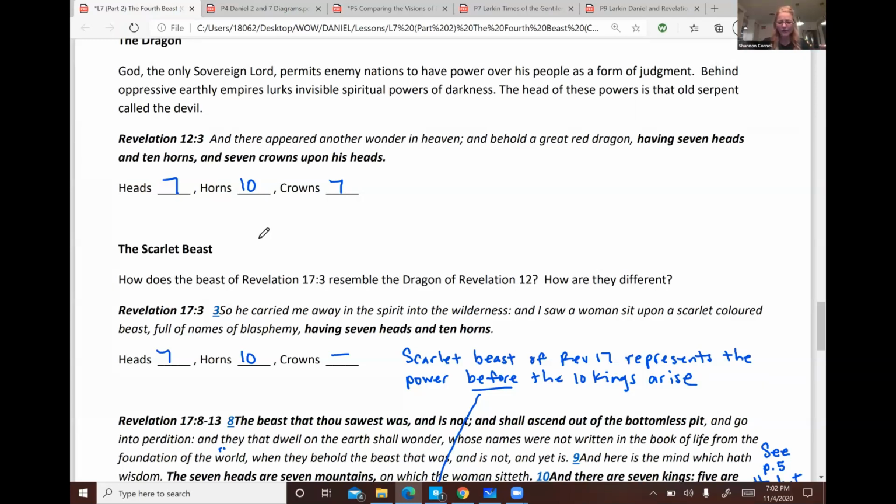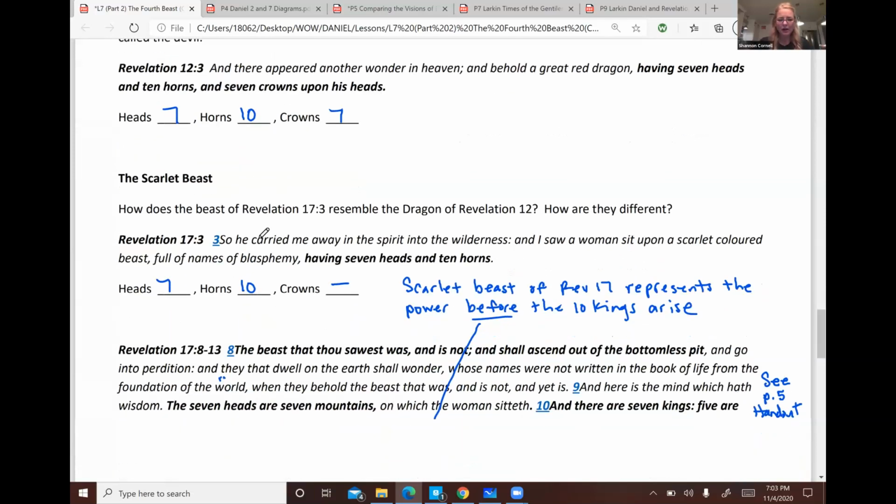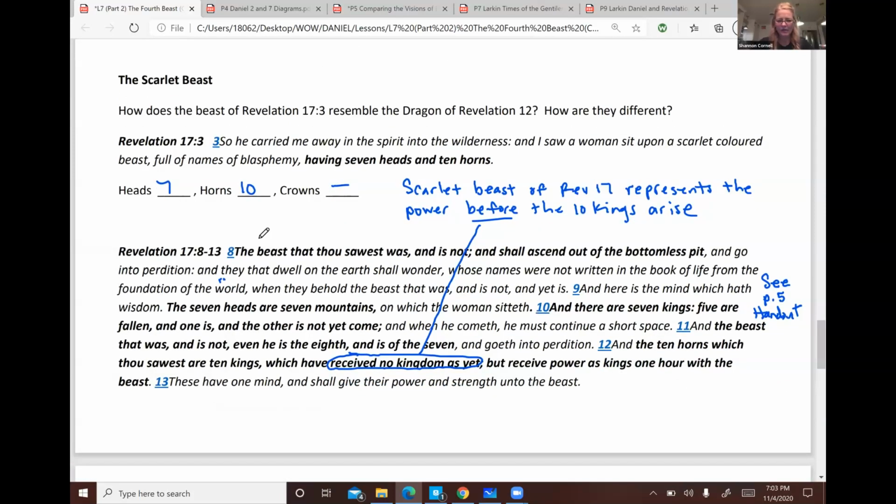Now, we're going to progress to Revelation 17 and Revelation 13. So not in numerical order, but in chronological order. So the beast of Revelation 17 actually occurs in time before the beast of Revelation 13, okay? But we're going to look at the characteristics of the scarlet beast, and remember, we're trying to understand how this relates to Daniel's 4th beast.